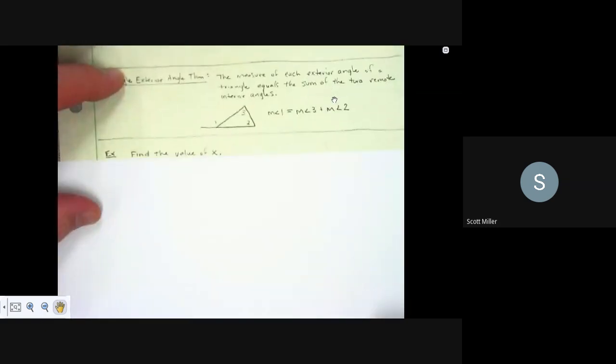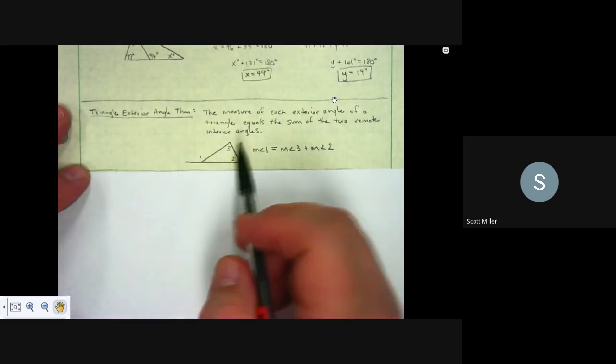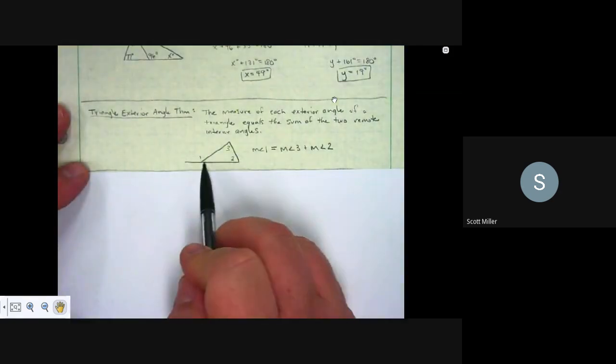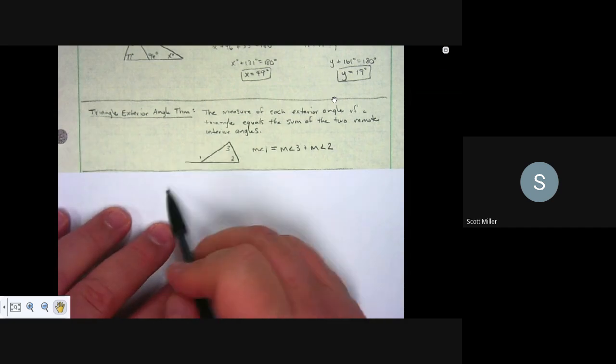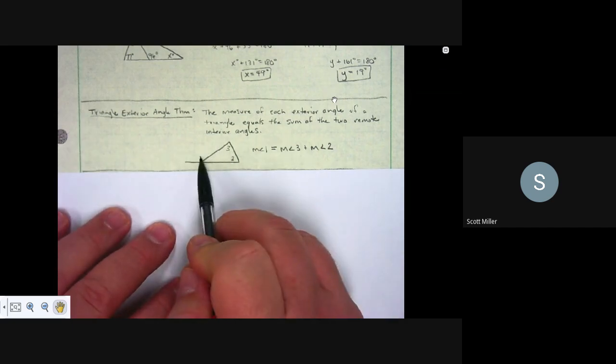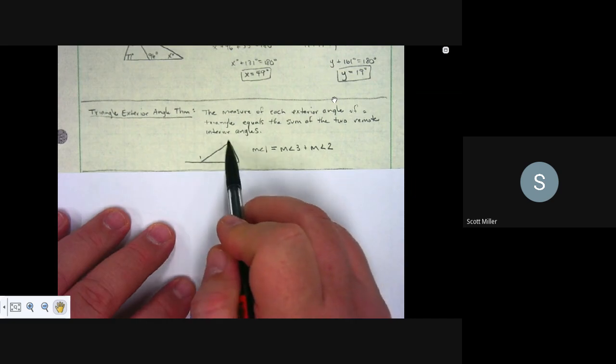Okay. The next thing is this one right here. Triangle exterior angle theorem. What does this say? Well, take a side of a triangle and extend it. You're going to create an angle out here called the exterior angle of this triangle. Okay? And you can do that from any side, any angle. The measurement of that angle is the sum of the 2 remote interior angles.